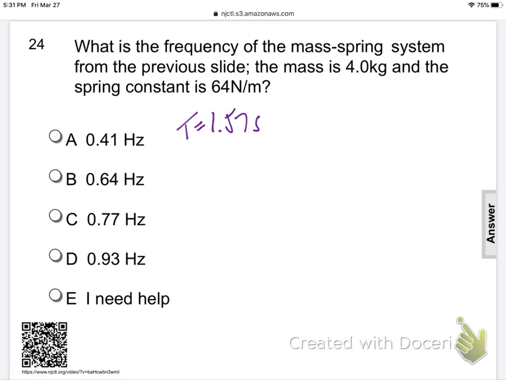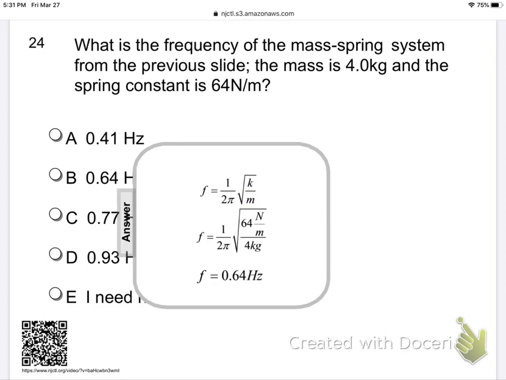What's the frequency of the mass spring system from the previous slide? So we can use the equation frequency equals 1 over 2 pi square root of Kors Michael. We can plug in our values there and multiply it out, which is a little bit more work, and we're going to get 0.64 hertz.